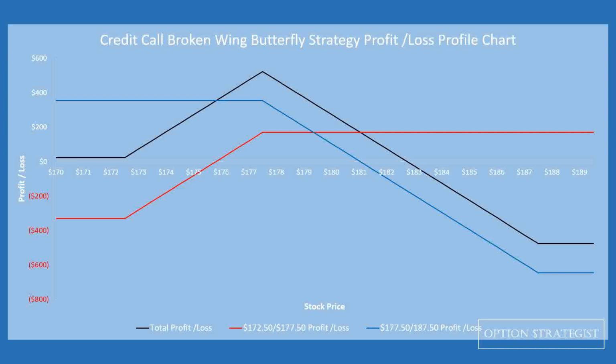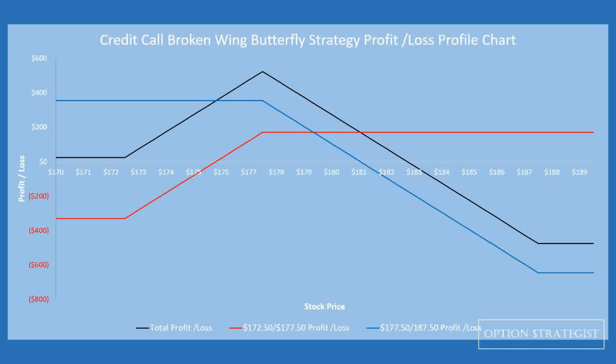$187.50. The profit and loss of the call broken wing butterfly is the combination of the profit and loss of the two call spread. Hence, the trade will not suffer losses when the stock price drop because the maximum profit from the $177.50 and $187.50 credit call spread is higher than the $172.50 and $177.50 debit call spread. The call broken wing butterfly spread making maximum profit when both the call spread making maximum profit at $177.50.